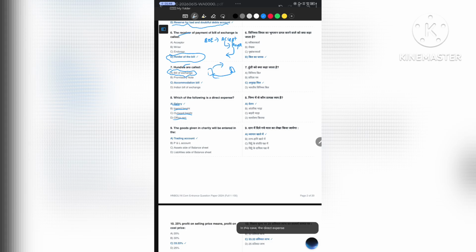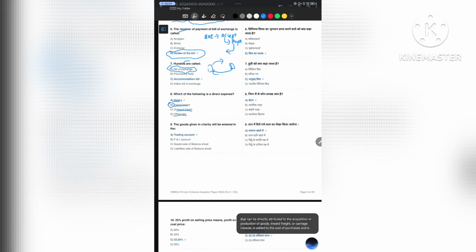In this case, the direct expense is the inward freight. This is because direct expenses are those that can be directly attributed to the acquisition or production of goods. Inward freight or carriage inwards is added to the cost of purchases and is recorded in the trading account. Salary, on the other hand, is considered an indirect expense and is part of operating expenses shown in the profit and loss account.